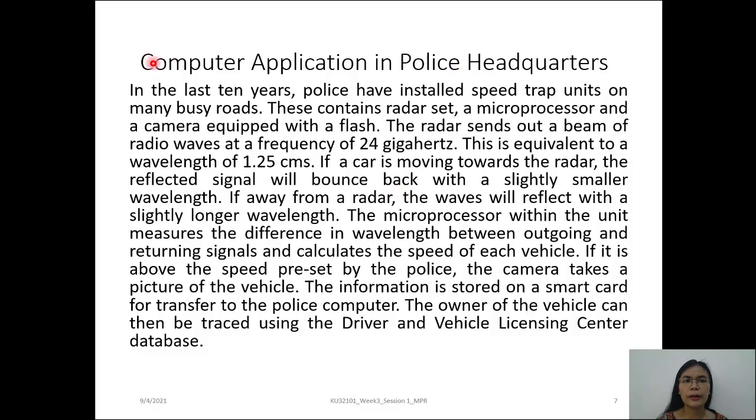Yes, so this is about computer application in a police headquarters. For this text, as I've mentioned to you, please do a recording of your own reading for this text, and then I will pick some students to play their recordings afterwards.